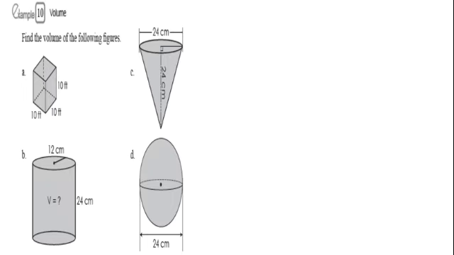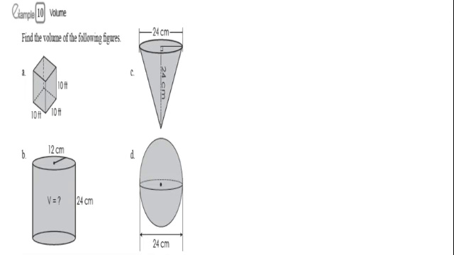So, second is the cylinder, having a radius of 12 and a height of 24 centimeters. Next is letter C. We have a cone. Its height is 24 centimeters and its diameter is also 24 centimeters. So, letter D is a sphere with a radius of 24 centimeters. So, how to get the volume of these figures?